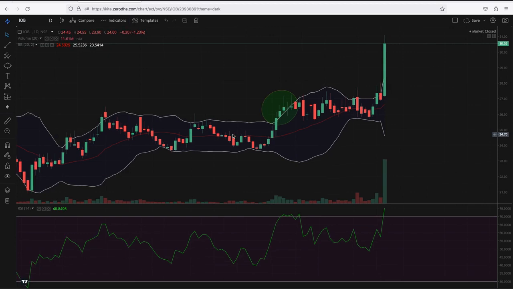We have to just confirm it by applying the RSI strategy also, and there are many more indicators I have yet to introduce. So it will be the safest side to trade here.